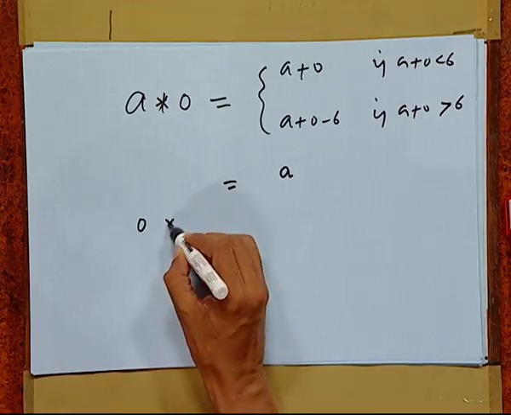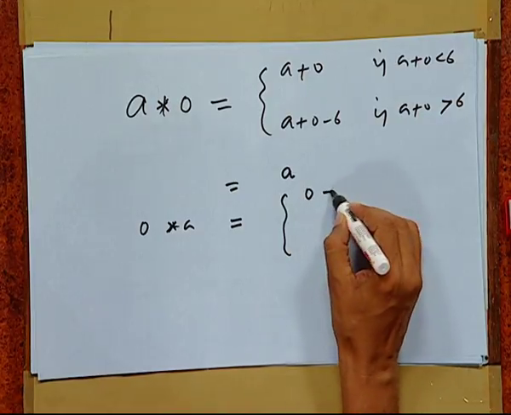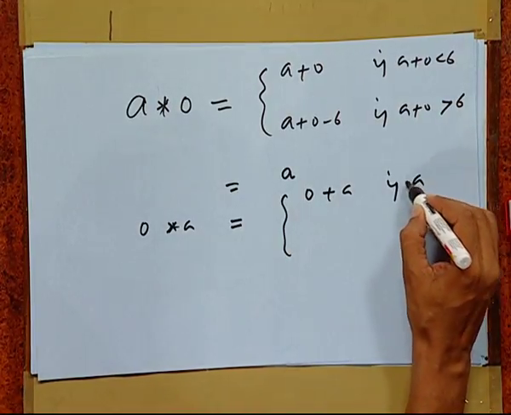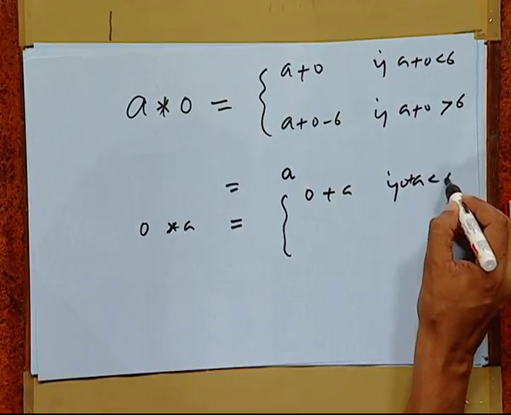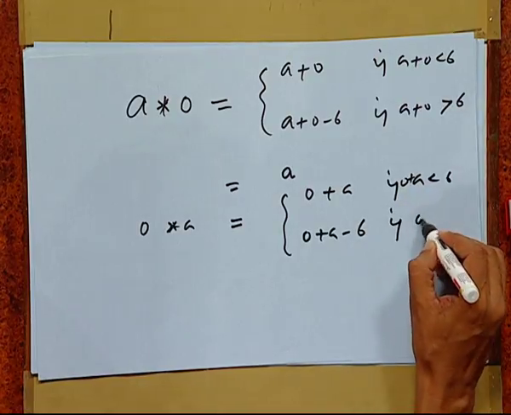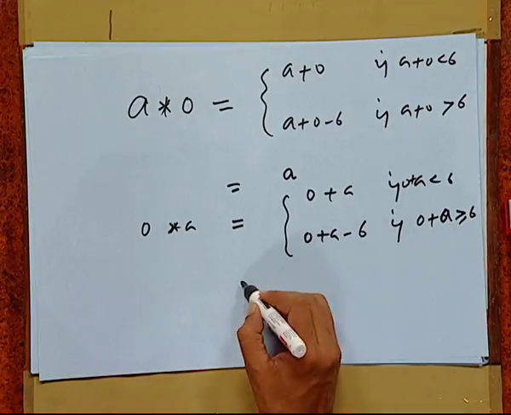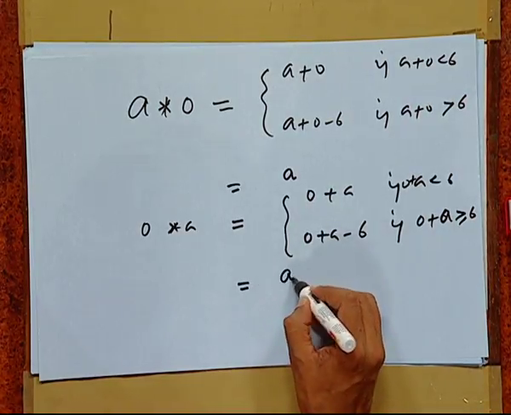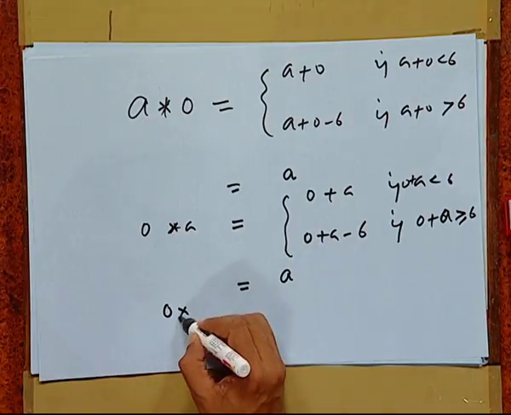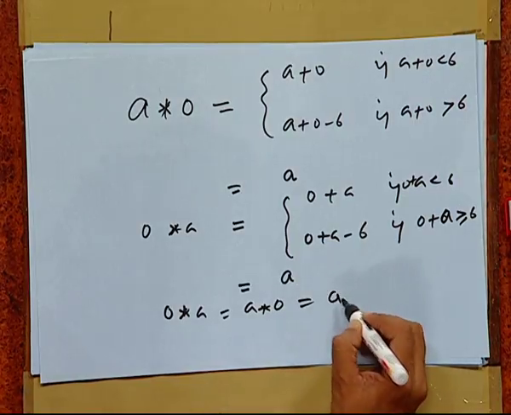Also, 0 star a, this equals 0 plus a if 0 plus a is less than 6, and 0 plus a minus 6 if 0 plus a is more than or equal to 6. Here again it comes down to simply a. Thus, we found that 0 star a is a star 0 is equal to a. So, we conclude that in this problem 0 is the identity.